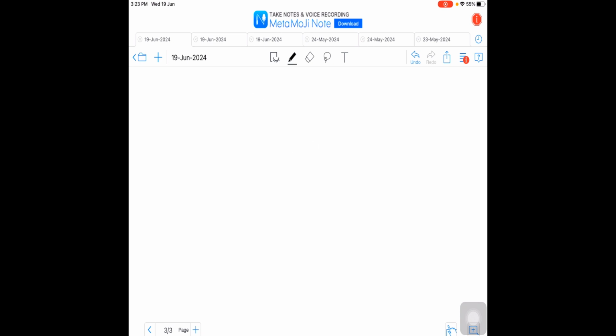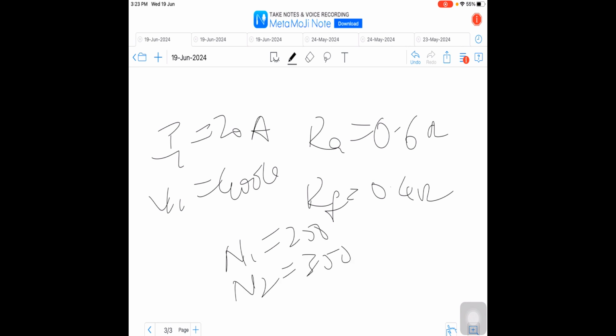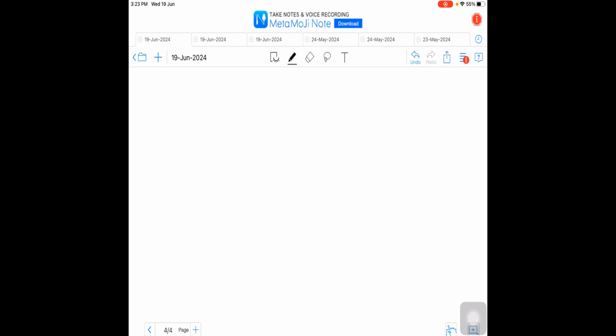So let us write down the values given. They have given data: 20 amps I1, V1 is 400 volts, RA 0.6 ohms, field resistance is 0.4 ohms, N1 is 250 rpm, similarly N2 350 rpm. Find V2, I2. Condition given is T is directly proportional to N square.